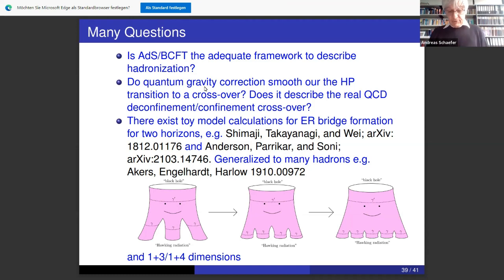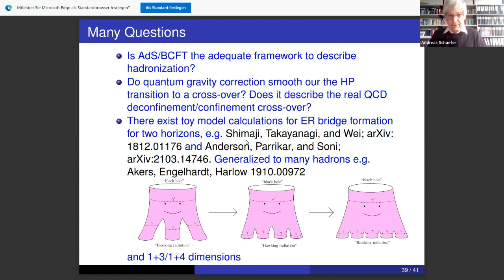Now, all of that is highly speculative. We are really on the search for something new we could still do, and it might all be nonsense. So the first question is whether this makes any sense, whether it's possible to describe this AdS here. It's called boundary conformal field theory when you have several topologically not connected objects on the boundary. Whether it makes any sense to try to describe hadronization with that. Then the question is whether really this Hawking-Page transition becomes softened to a crossover or not.